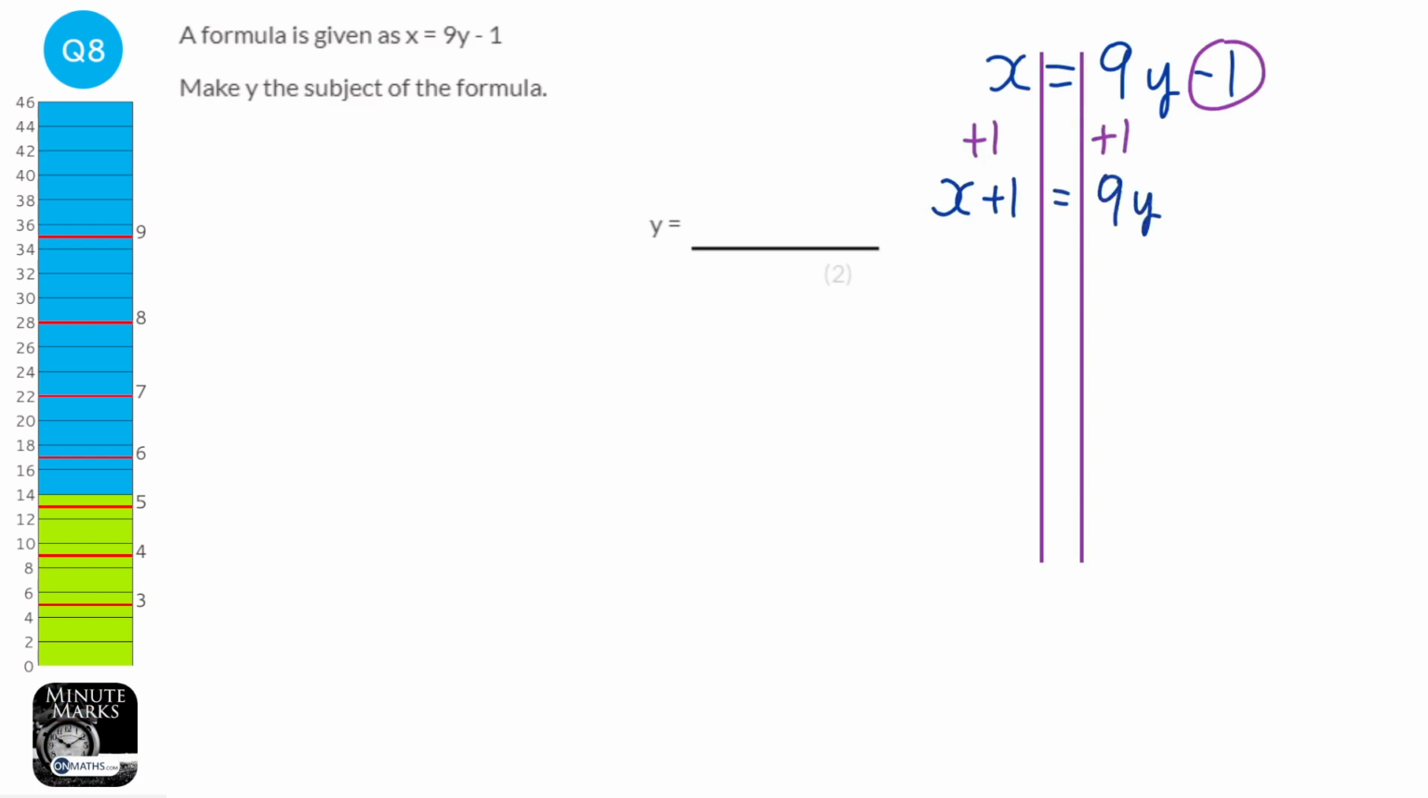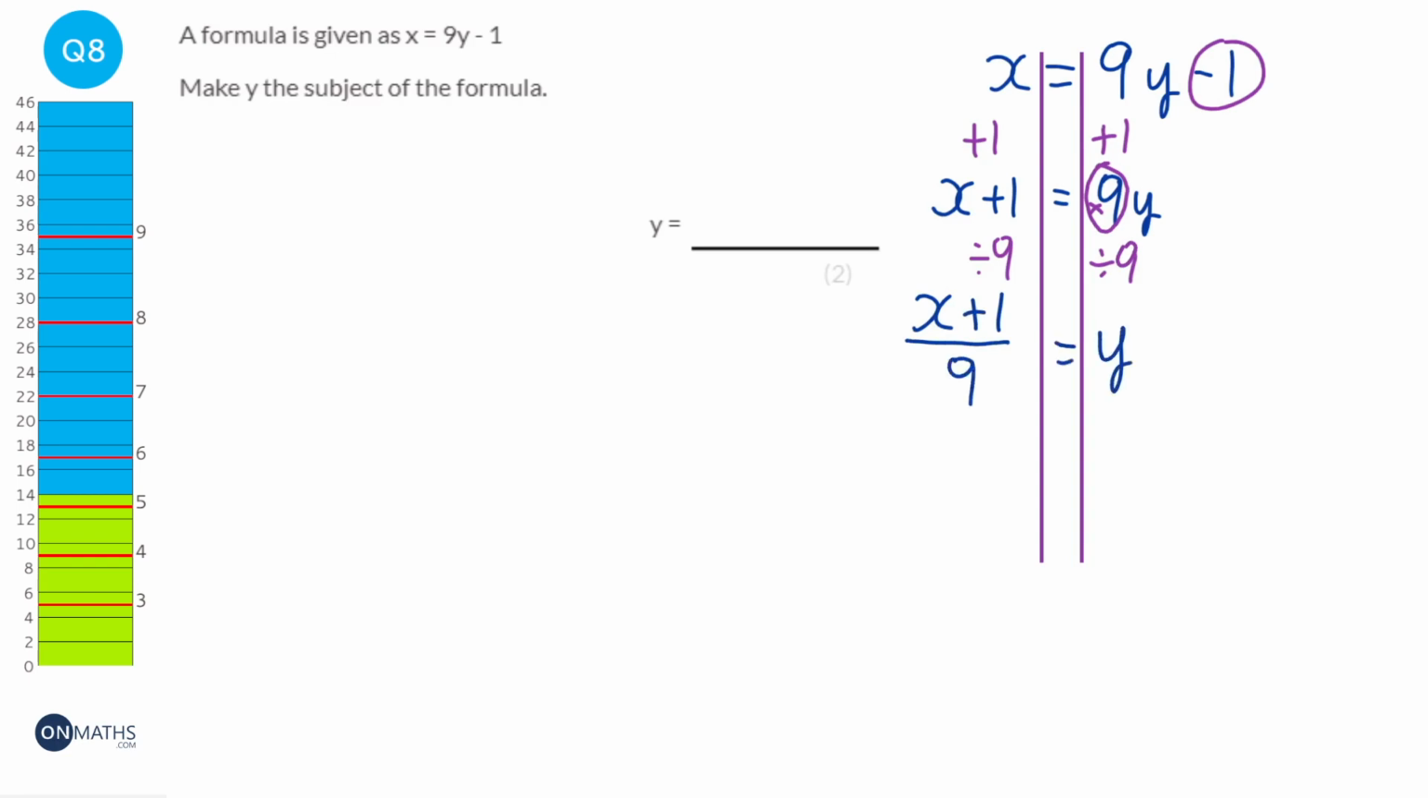What else do we have that stops y from being on its own? Well, there's times 9 here. So we're going to do the opposite, the inverse, which is divide by 9 both sides. And to do that nicely, what we do is we just do it as a fraction. x plus 1 over 9 equals y. So therefore y is x plus 1 over 9.